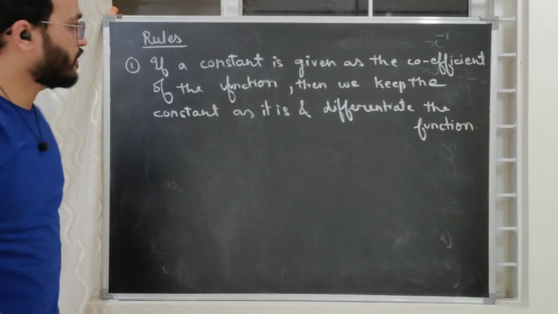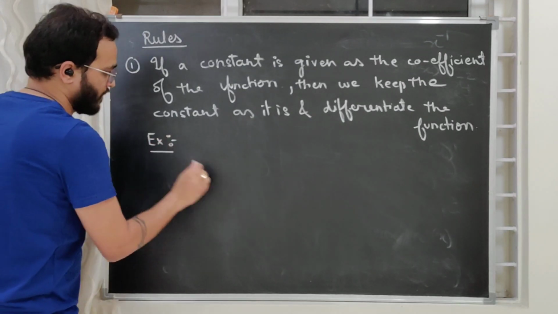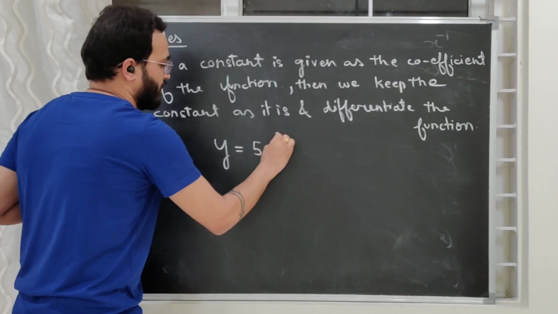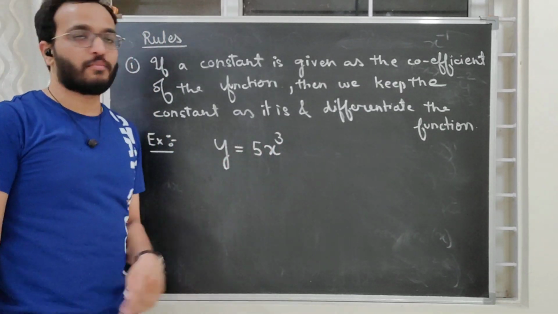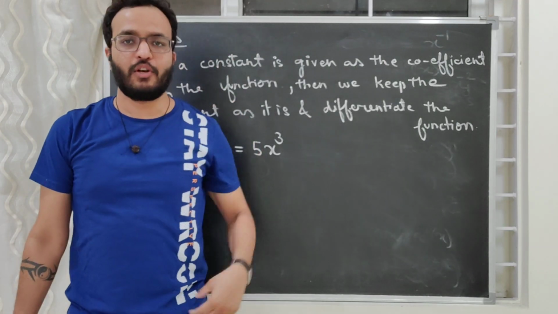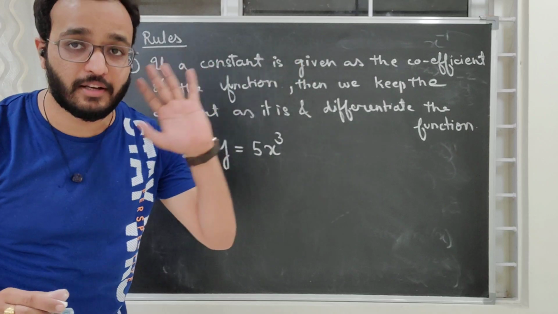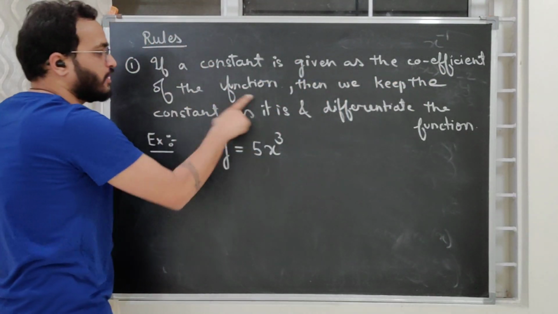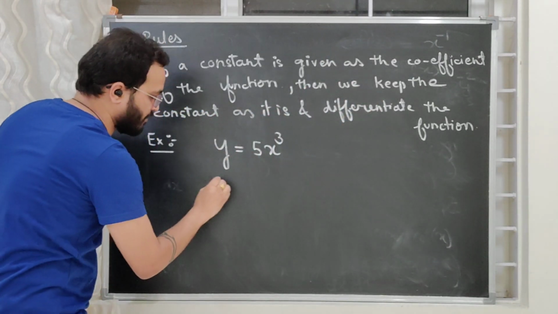Okay, now what is the meaning of this? Let's understand. Suppose, for example, y is given as 5x to the power 3. Now you will say, sir, we know the formula of x to the power n, but we don't know the formula of 5 into x to the power n or any constant into x to the power n. So what I'm telling you is, if a constant is given as the coefficient of the function, then we keep the constant as it is and differentiate the function.